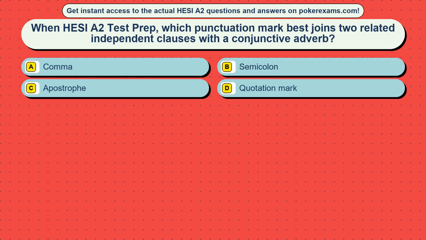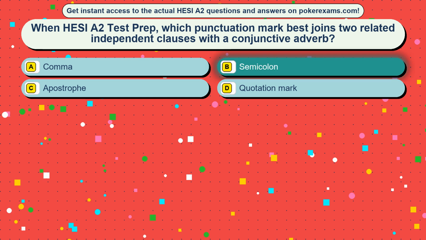Question 49. When HESI A2 Test Prep: Which punctuation mark best joins two related independent clauses with a conjunctive adverb? Option A, comma. Option B, semicolon. Option C, apostrophe. Option D, quotation mark. The correct answer is option B, semicolon.